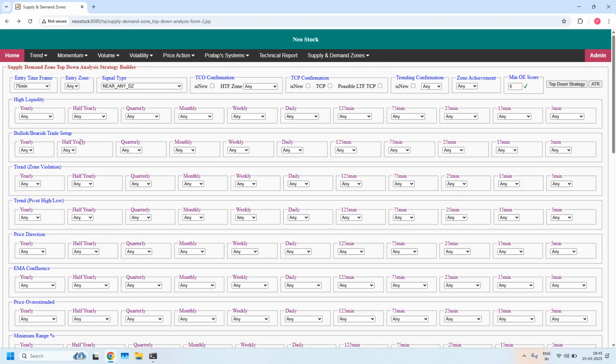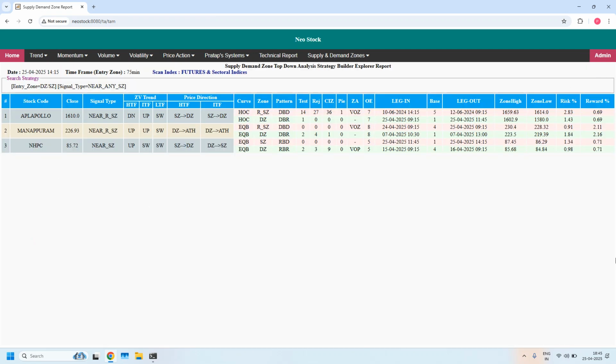Okay, next, for 75 minutes time frame, let us find the stocks near to the 75 minute supply zone. We got 3 stocks. Let us identify high liquidity zones from this list. First one is not a valid one, it is a pierced zone. Next, Manapuram is having a 75 minutes high liquidity supply zone. So we have identified only one 75 minutes high liquidity zone from this list. So with this we have identified all the high liquidity zones for daily and 75 minutes time frame.